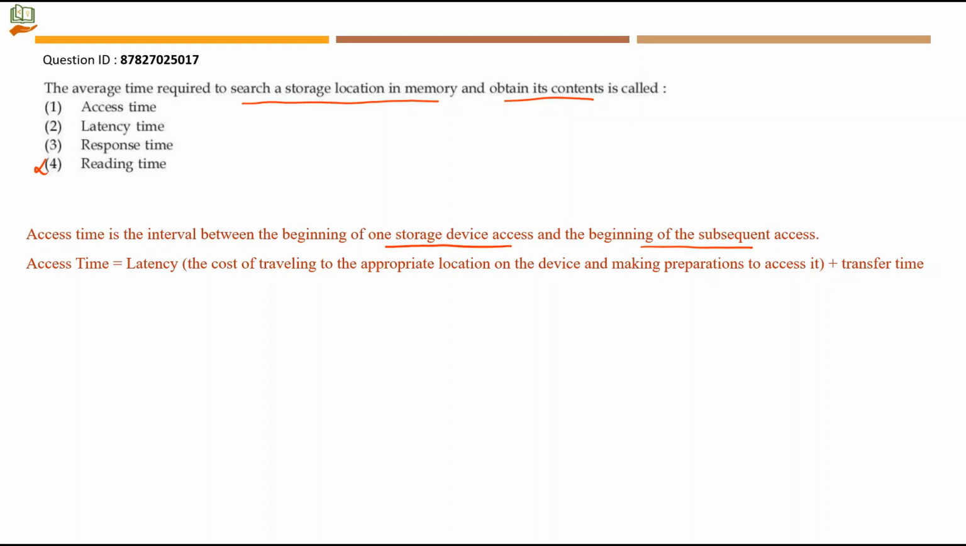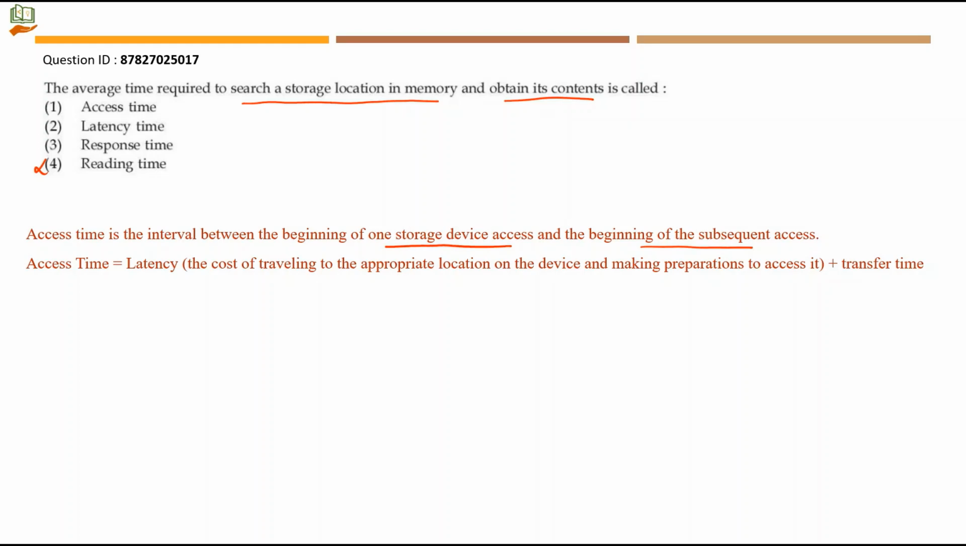Subsequent means another access. So when will you go for the next access? Only when you have completed the access to the first item, you will go to the access of the second item. So this denotes the complete process of searching and obtaining the content. So access time is equal to latency plus transfer time.